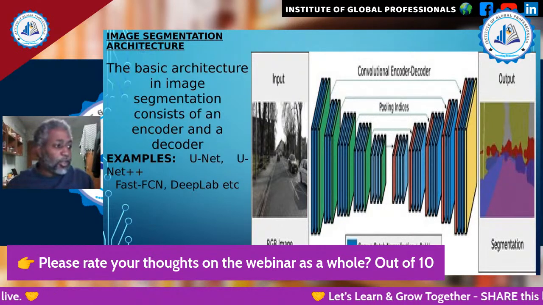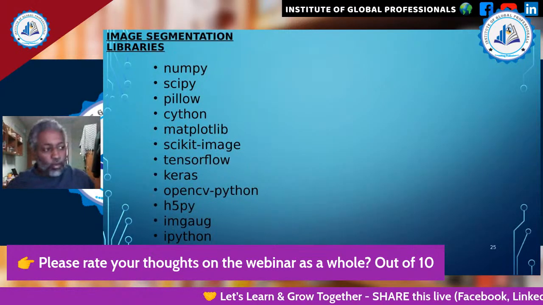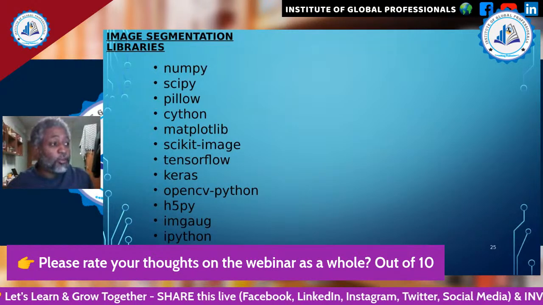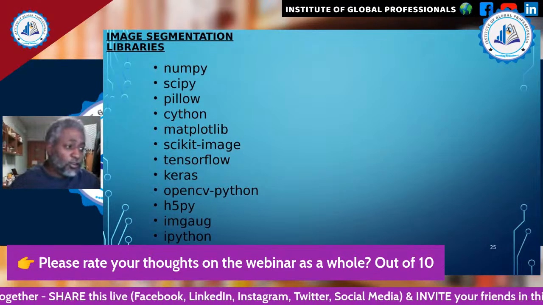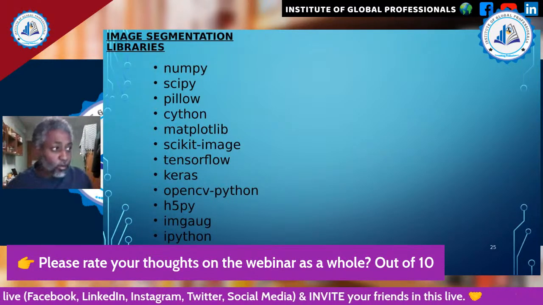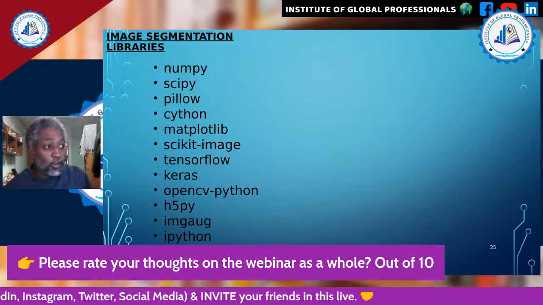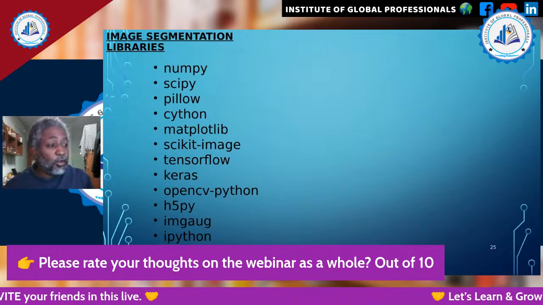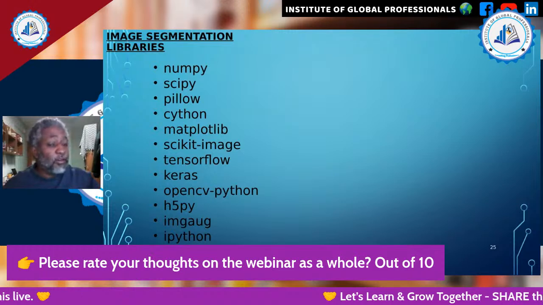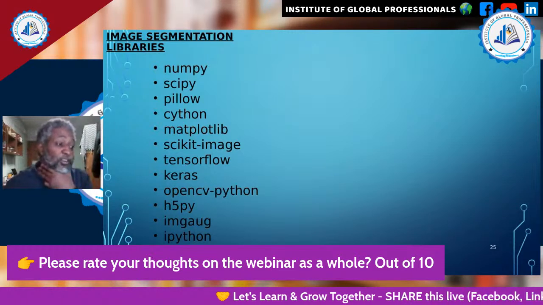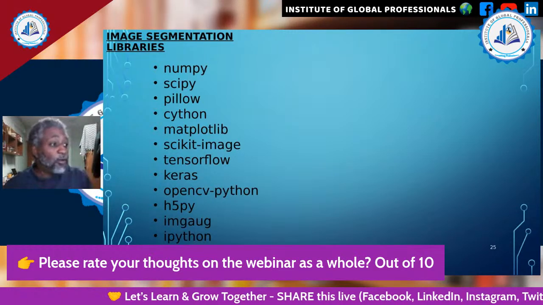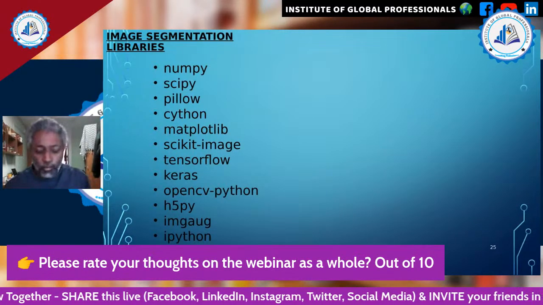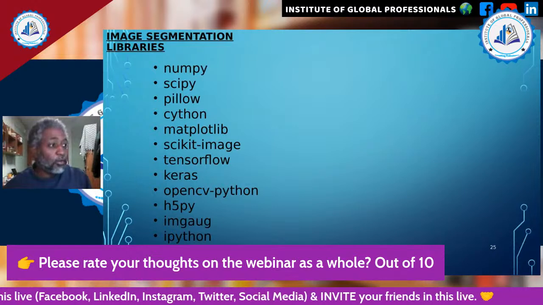We have image segmentation libraries. I know it's going to be a whole different topic on its own. Maybe some other time we could discuss more on the architectures and the image segmentation libraries. For the purpose of this lecture, I decided to just list some of these image segmentation libraries. We have NumPy, TensorFlow, Keras. They are some of the most popular segmentation libraries.